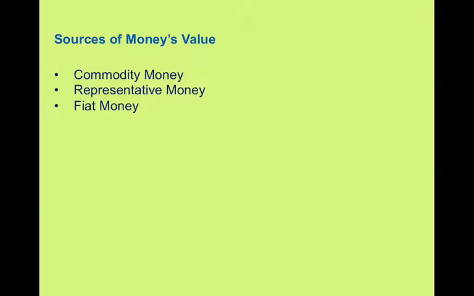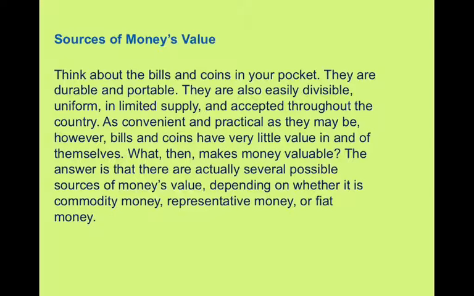So from where does money get its value? Well, some money is called commodity money, some is called representative money, and other money is called fiat money. So what's the difference? Well, think about the bills and coins in your pocket.